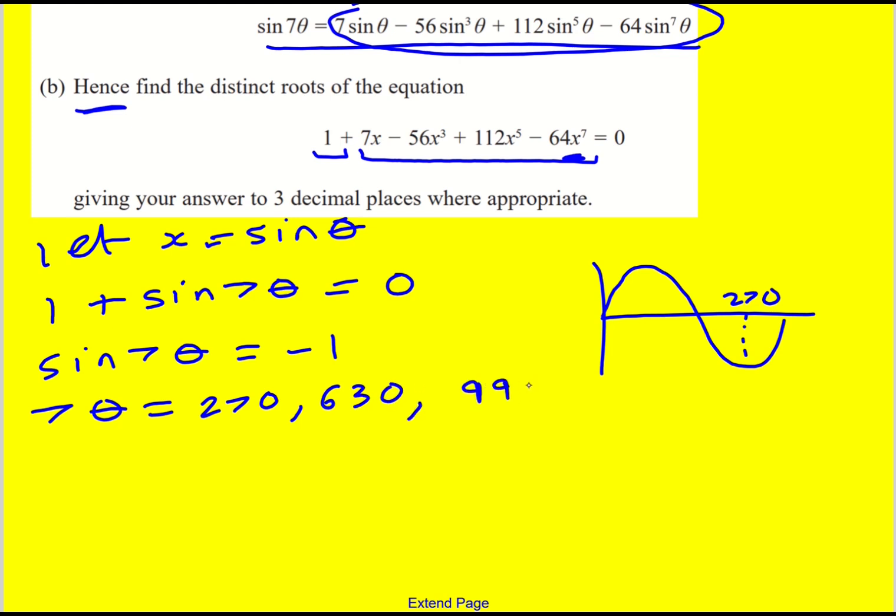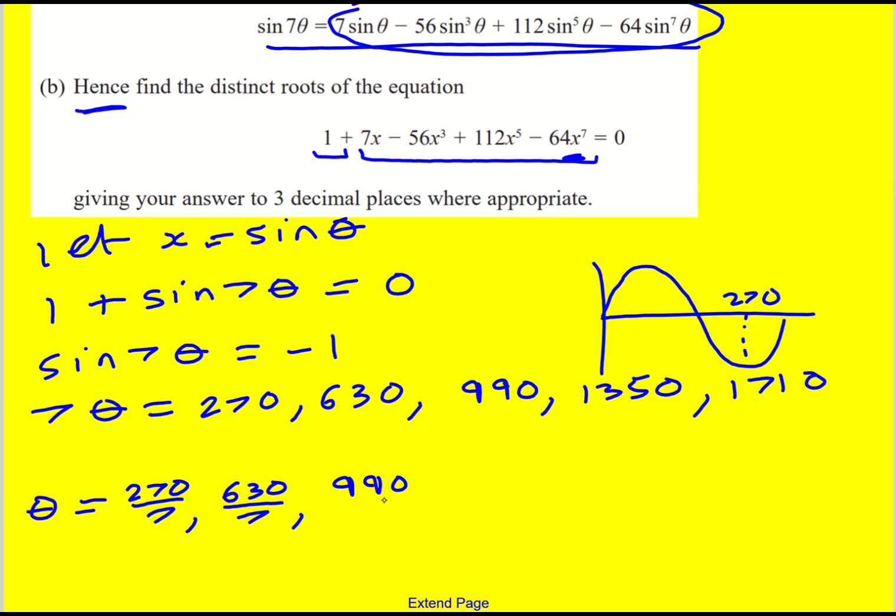630, 990, and then 1350, 1710. That's enough to get us going. So then theta, we're going to divide each through by 7. That one happens to be 90, but don't worry about it. Just go with it.